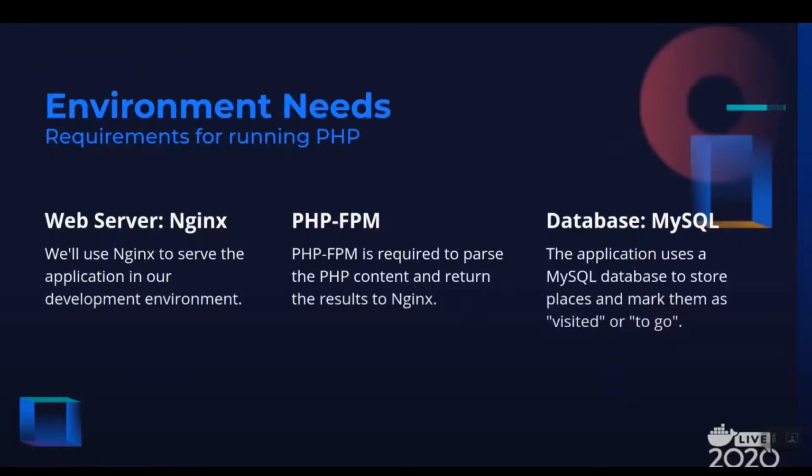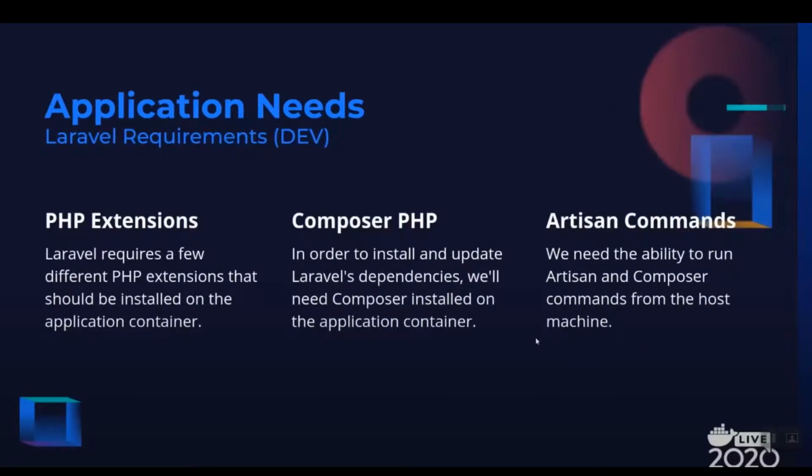So what are our environment needs specific to PHP? We need a web server, and we are going to use Nginx. Then we will also need PHP FPM to process PHP code and bring it back to Nginx to be served. And we also need a MySQL database to store the places. In terms of specific Laravel needs, we have some PHP extensions that we need to install that are required by Laravel. We also have to install Composer, the PHP dependency management tool. And we also need to be able to run artisan commands inside the application container.